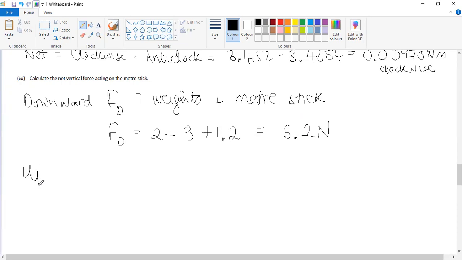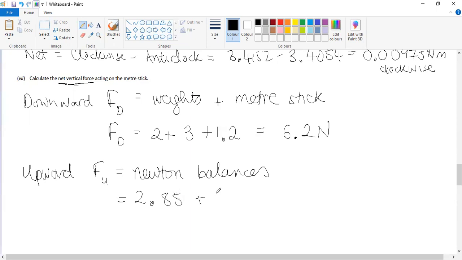Let's do upward. And again, what we're doing is we're going to find the down, we're going to find the up, and compare to get the net vertical force. Maybe not the greatest combination of letters, that's okay. To make it clear, these are only going to be the Newton balances. So our 2 readings from Newton balance 1 and Newton balance 2 were 2.85 newtons plus 3.40 newtons, giving us 6.25 newtons. So pretty close, a bit of a difference.